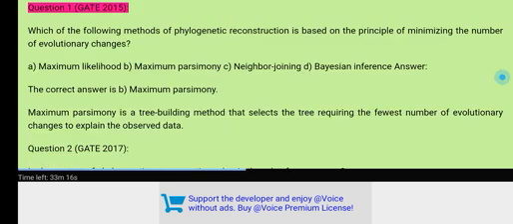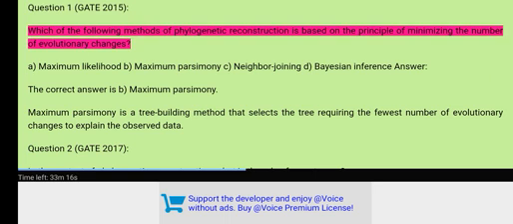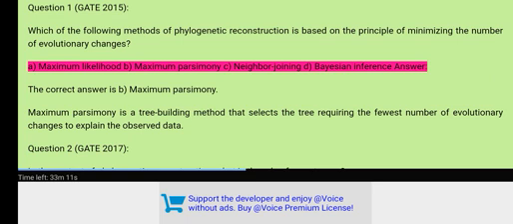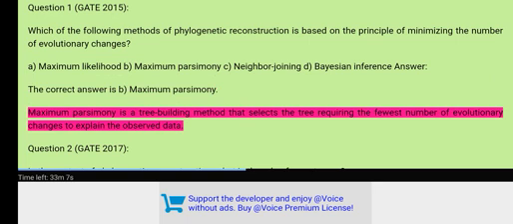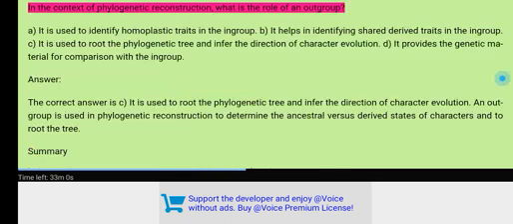Practice questions and answers. Question 1, GATE 2015. Which of the following methods of phylogenetic reconstruction is based on the principle of minimizing the number of evolutionary changes? A. Maximum likelihood B. Maximum parsimony C. Neighbor joining D. Bayesian inference. Answer. The correct answer is B. Maximum parsimony. Maximum parsimony is a tree-building method that selects the tree requiring the fewest number of evolutionary changes to explain the observed data.